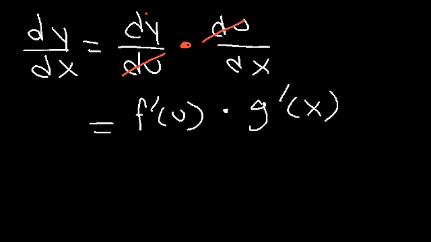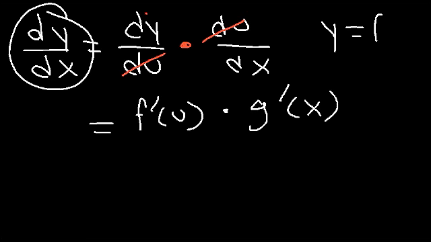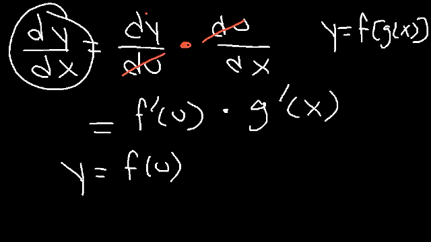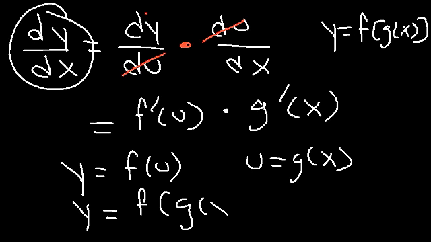Now remember, originally we said that y was equal to f of u, and we also had y equal to f of g of x. So just to review, we said y was equal to f of u, where u is equal to g of x. So if we replace u with g of x, y is equal to the composite function f of g of x. Just keep that in mind.